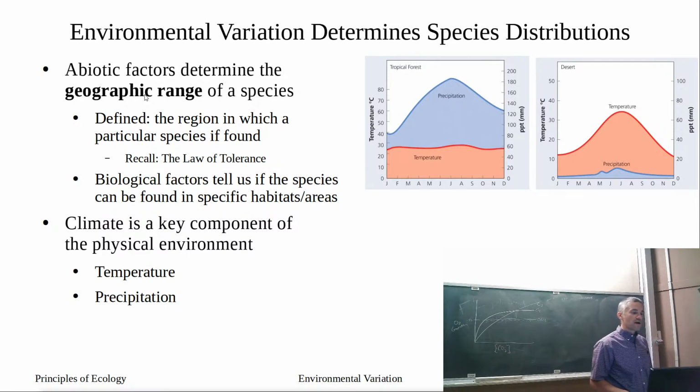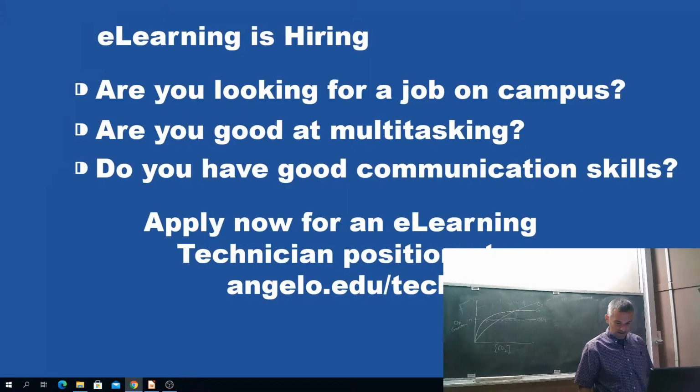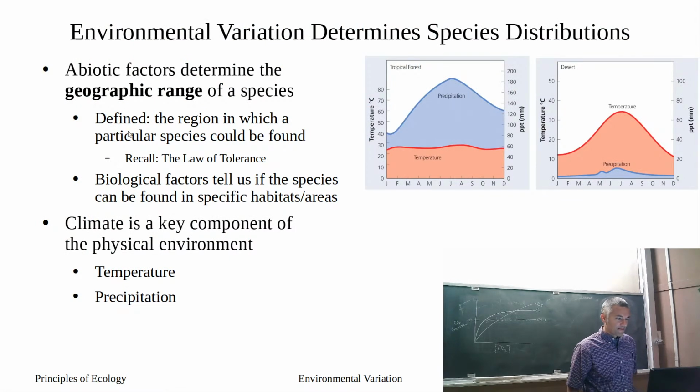And that geographic range is a region in which a particular species is found or could be found. Let's fix that. I thought I had already changed all of these, corrected them. Yeah, let's change it. It's the region in which a particular species could be found. Doesn't mean it is.